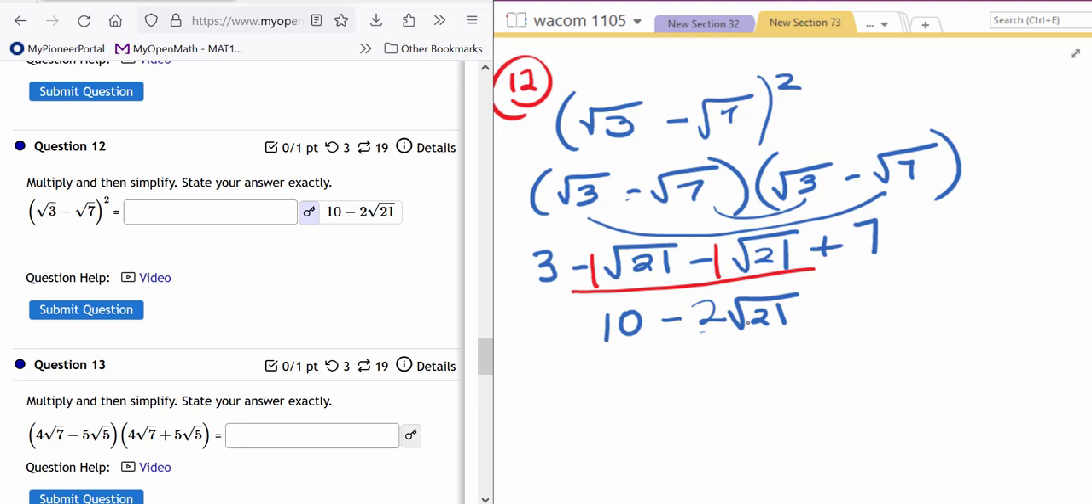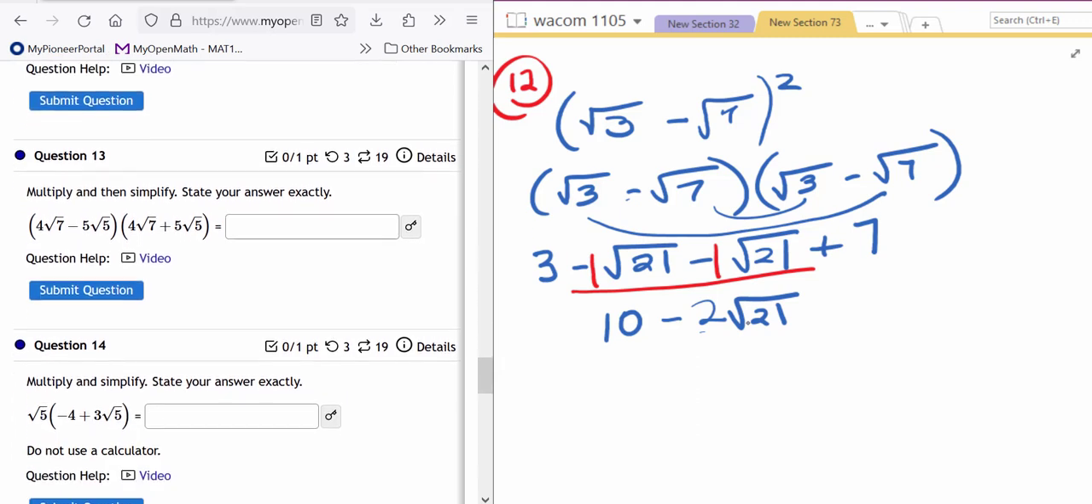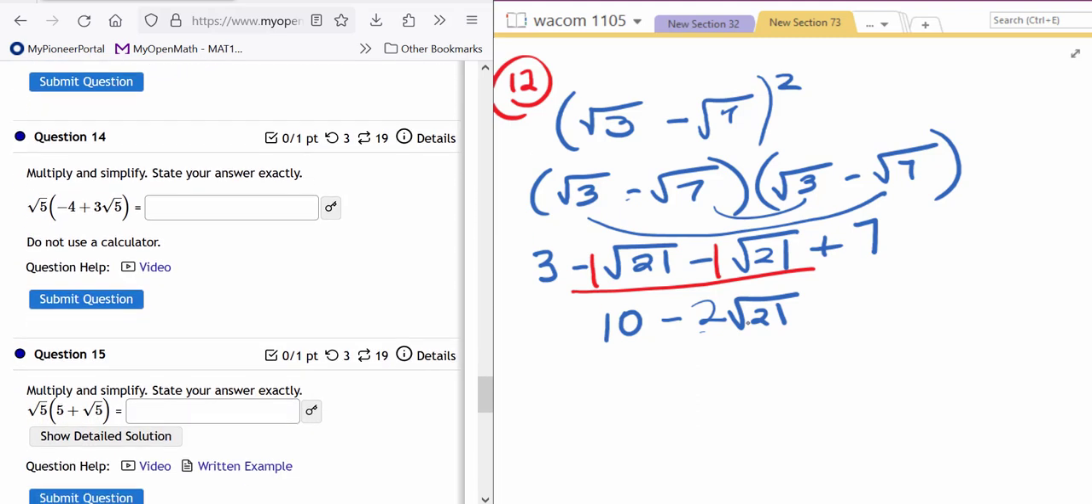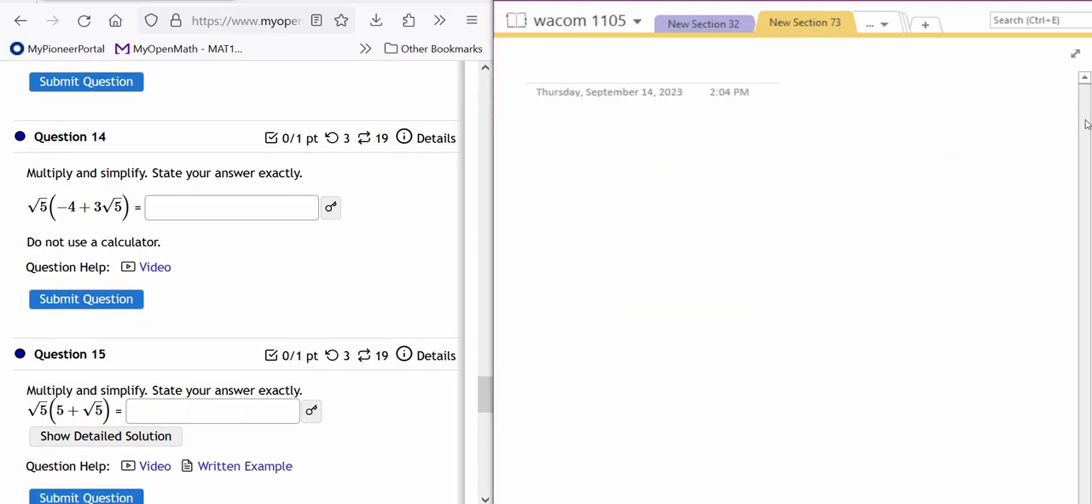Right. I am going to skip the next one. Just remember things outside multiply and things underneath multiply. Right. We'll go to 14. 14 is a distribution problem. It is like a monomial outside. It's just one piece.